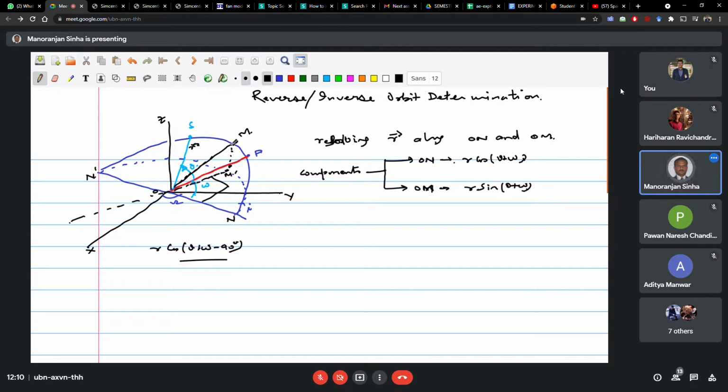Now OM component, okay, let us first work out the ON component. So ON component can be broken along two directions. One along the OX direction, another along the OY direction. This is along the OX direction, and then along the OY direction, this will be R cos(theta plus omega) and sin(theta plus omega). Let us name this, or either leave it without naming.